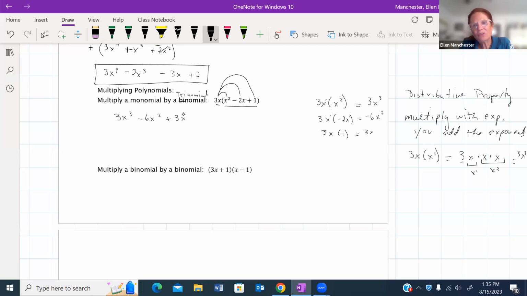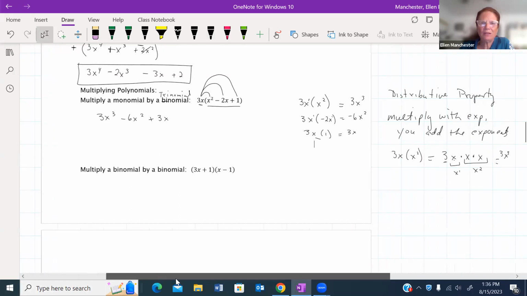So to do this, here's the shortcut. This is the long way, right? Just to make sure that you're understanding how I'm getting my values. But the shortcut is I multiply 3x times x squared, so I get 3x cubed. 3x times -2x, I get -6x squared. 3x times 1 is 3x. So it's literally just multiplying each term by everything on the inside.